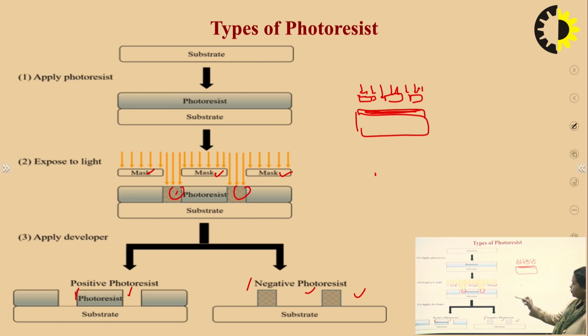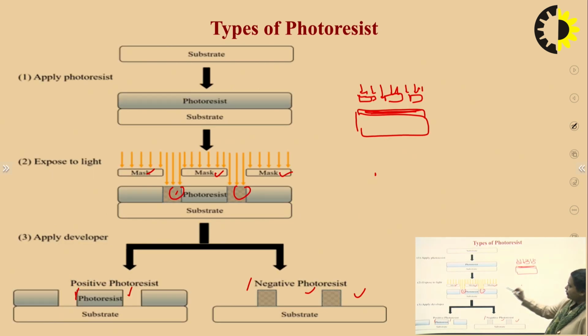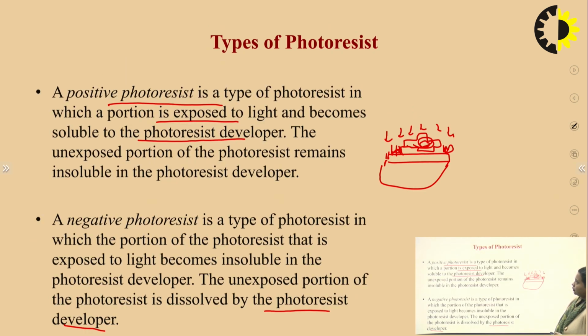So the same I have shown here. In the positive, the exposed part is taken out, and here the exposed part is kept. The exposed part, this is basically the pattern. The pattern is basically what is covered up by the mask. Clear? So these are the types of photoresist.